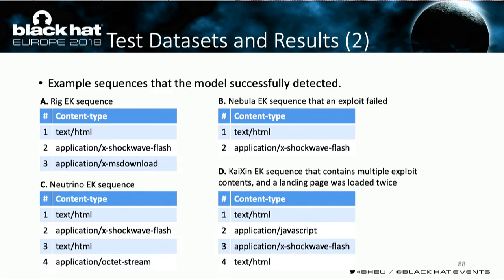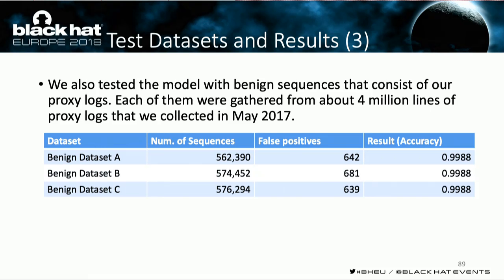It also ends without payload. We also tested the model with benign sequences other than the ones we had used in the training phase. We used three benign datasets. Each of them had around 570,000 sequences that were gathered from about 4 million lines of proxy logs. We collected the logs in May 2017, and the test resulted in 99.88% accuracy.